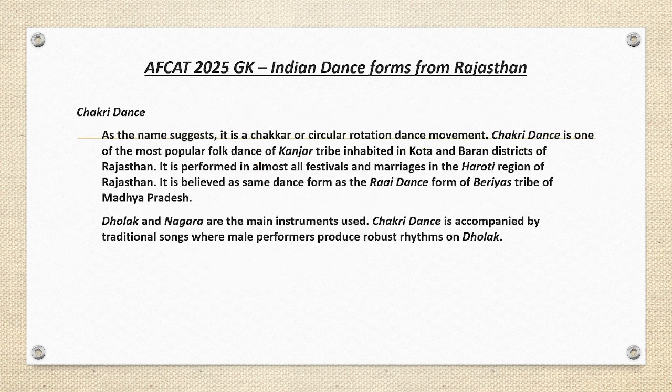Next, we have Chakri dance, and as the name suggests, this is a dance movement in circular rotation, and it is performed in almost all festivals and marriages in the Aroti region of Rajasthan. And incidentally, it is believed to be the same dance form as the Rai dance form of the Beria tribe of Madhya Pradesh. And while performing this Chakri dance, Dholak and Nagara are the main instruments.